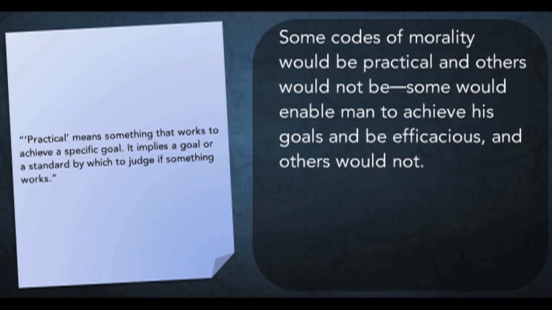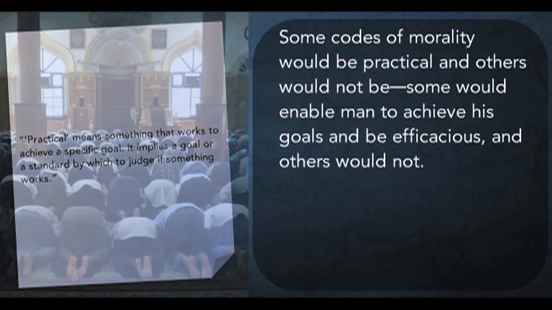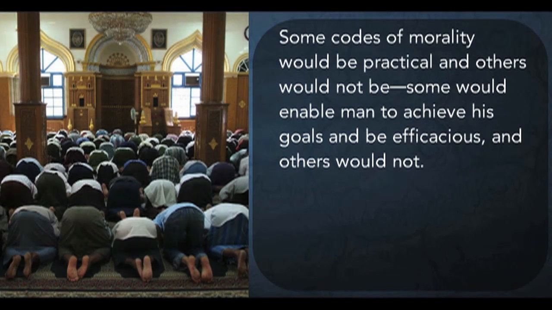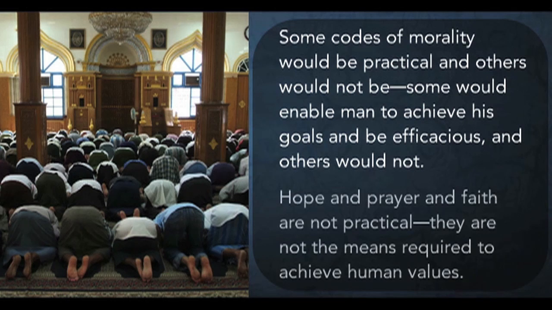Suppose you, for instance, held the code that the primary virtue is prayer. And therefore, you hold certain goals like wealth and health and so on, and whenever they're threatened or whenever you want to take action, you should get down on your knees and simply face Ayatollah Khomeini and wait. Now, there's a certain moral code that recommends hope and prayer and faith as very high virtues, but that is obviously not practical, right? For what reason? That is not the means required in order to achieve human values. What is the means? Certain kind of thought and action, certain kind of use of reason, right?